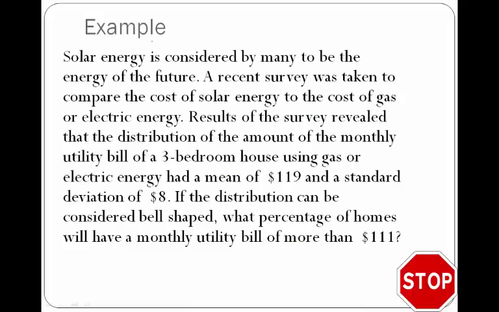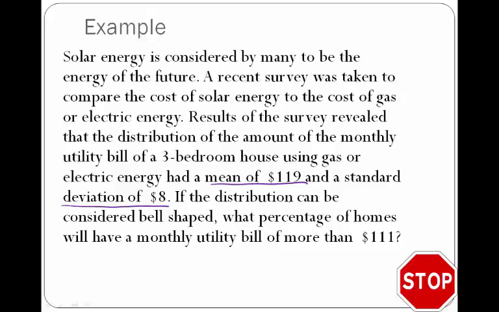Solar energy is considered by many to be the energy of the future. A recent survey was taken to compare the cost of solar energy to the cost of gas or electric energy. Results of the survey revealed that the distribution of the amount of the monthly utility bill of a 3-bedroom house using gas and electric energy had a mean of $119 and a standard deviation of $8.